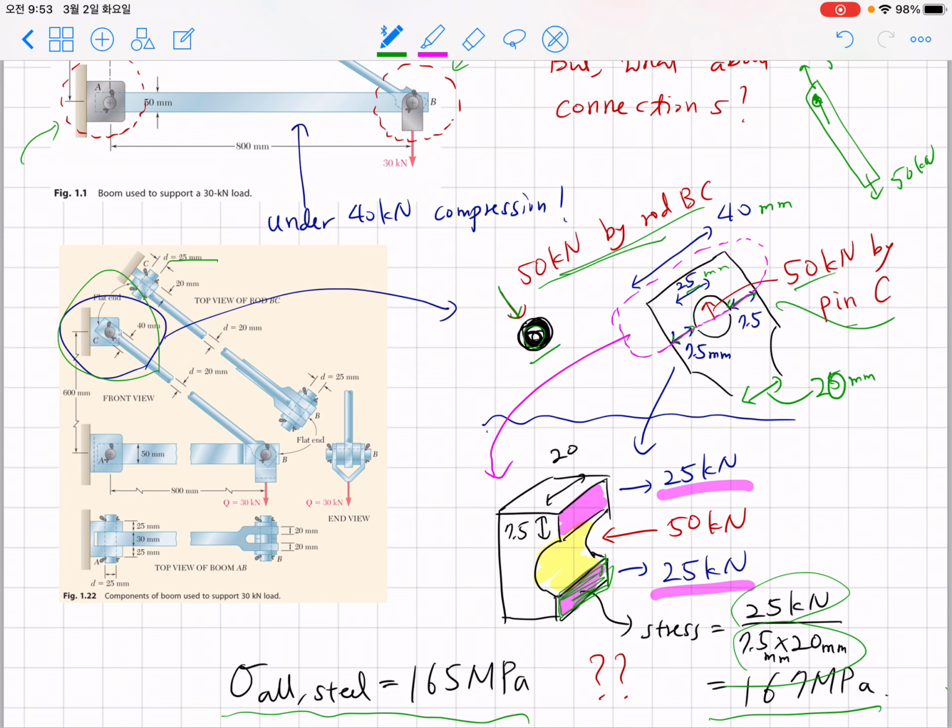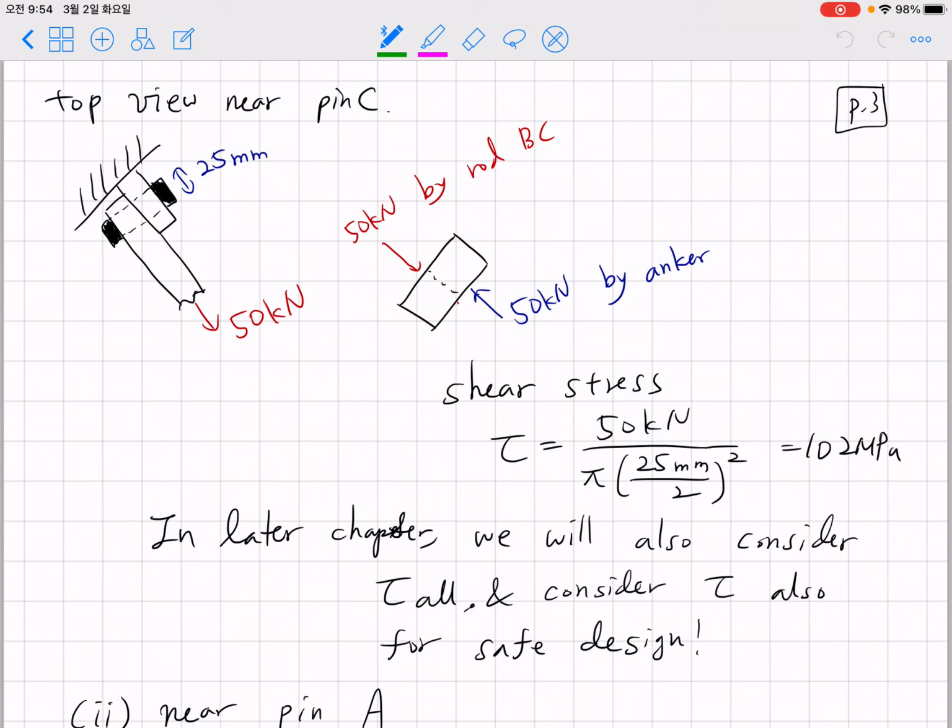Still, it will be okay because we consider the factor of safety in the design. So we're going to have a discussion on factor of safety maybe in 10 minutes. Now let's move on to another part, which is pin C itself.